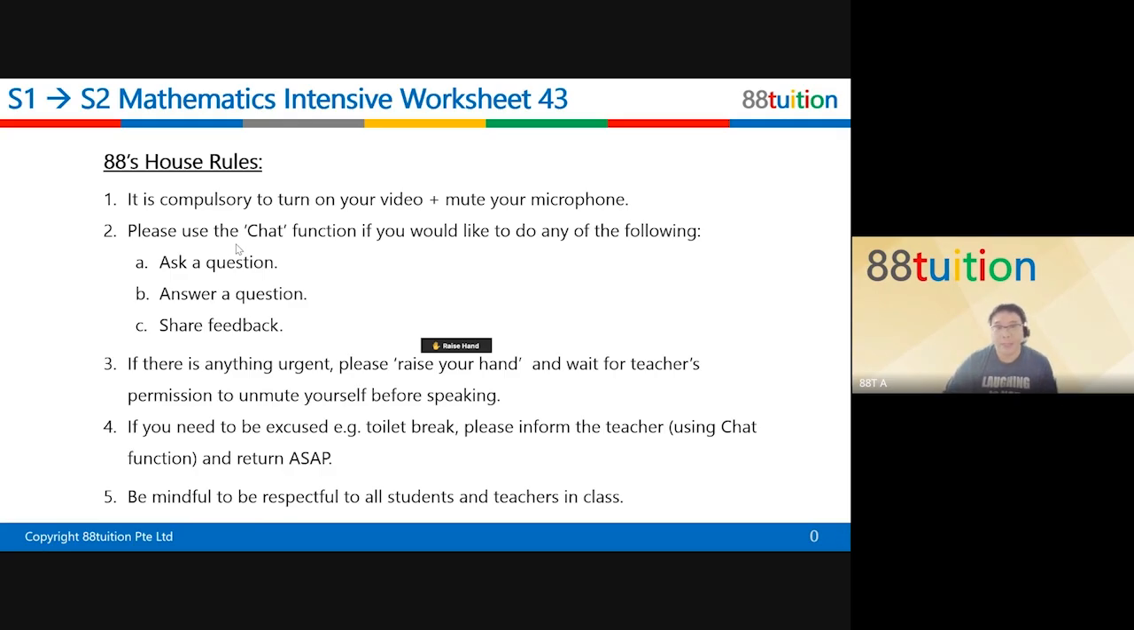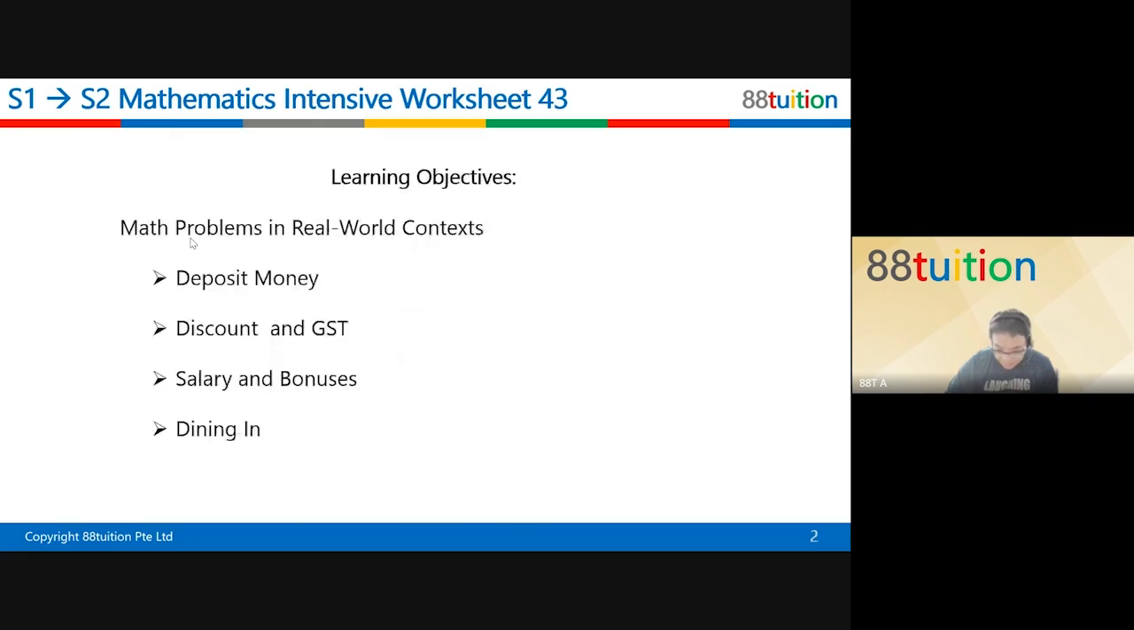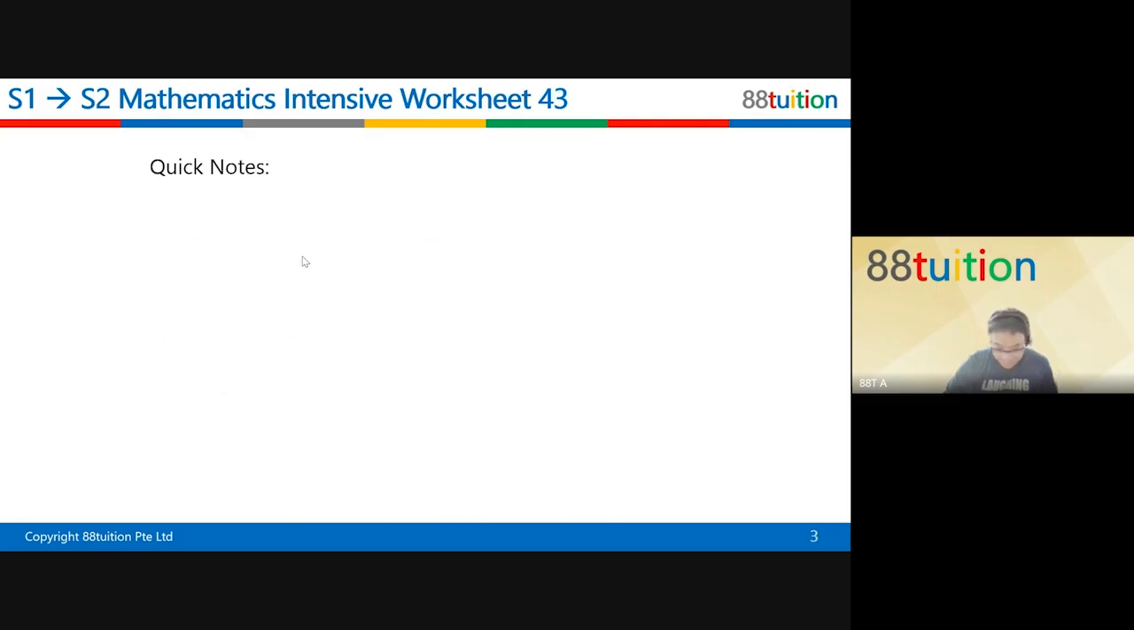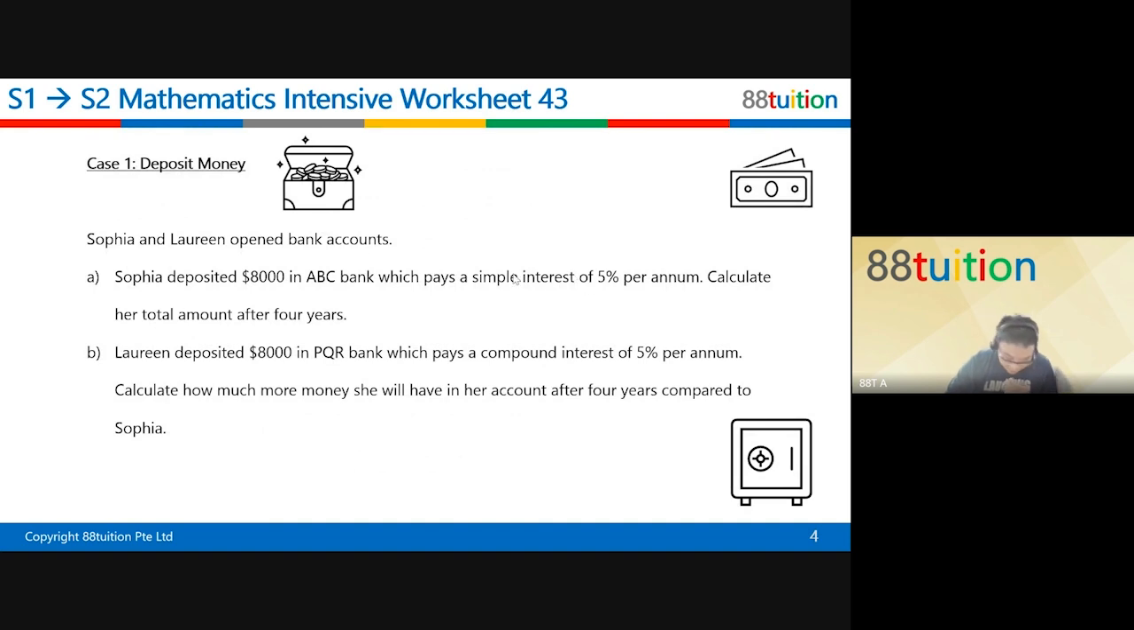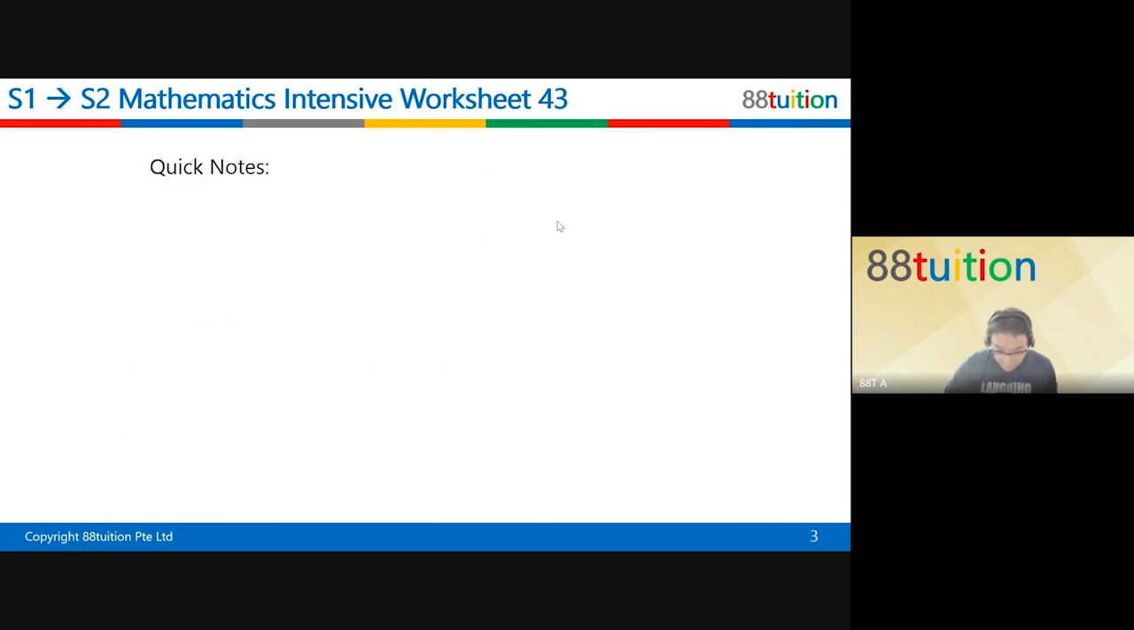So children, today, as I say, we'll be doing something called practical mathematics. I want to talk in depth about something called depositing money. If you deposit money into the bank, there are two ways of putting it in: something called simple interest versus something called compound interest. So today I want to talk in depth about these two terms, simple interest and compound interest.